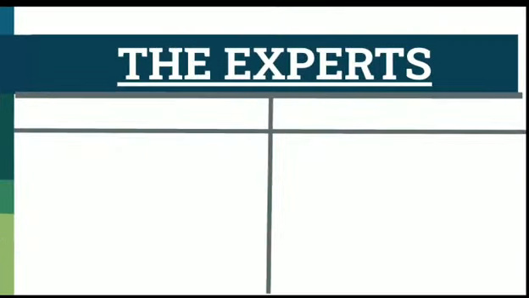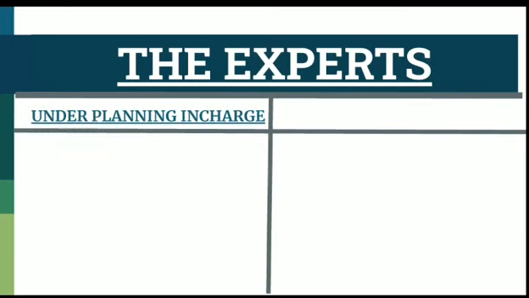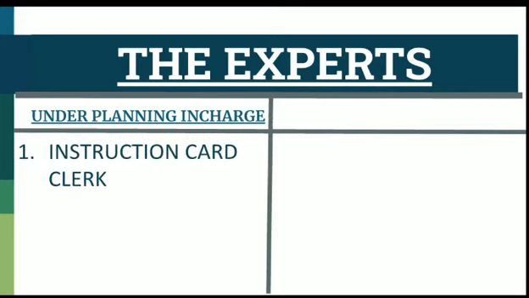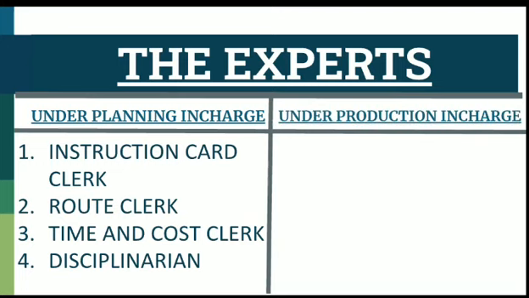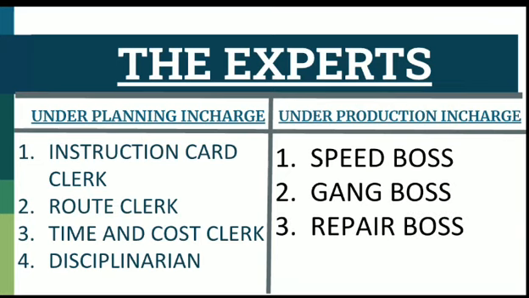So the 8 experts are coming under each department. Under planning in charge, we have first the instruction card clerk, the second one is route clerk, the third one is time and cost clerk, the fourth one is disciplinarian. And in production department, we have production in charge. Under him come the four foremen again. The first one is speed boss, the second one is gang boss, the third one is repair boss, and the fourth one is inspector. So what are their functions and what is their work, and what they are good at, what they are expert in, is what we are going to study next, one by one.